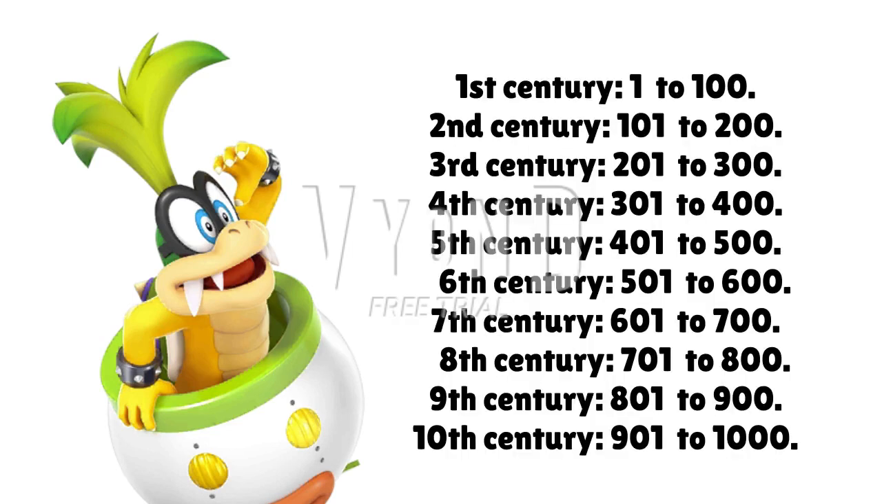1st century, 1 to 100. 2nd century, 101 to 200. 3rd century, 201 to 300. 4th century, 301 to 400. 5th century, 401 to 500. 6th century, 501 to 600. 7th century, 601 to 700.